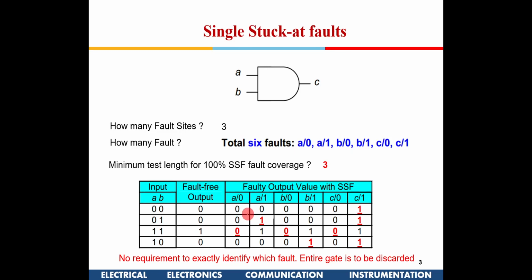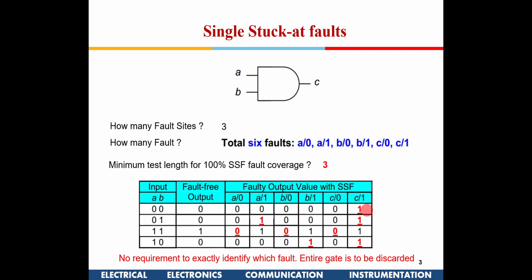Now if A is stuck at 0, this will be 0 for this combination. Where it is marked red, that means there is a variation from the fault-free operation, and hence the 1, 1 test vector will tell me whether A stuck at 0 can be detected. If A is stuck at 0, the test vector to be given is 1, 1. So this red indicates that. Similarly, if A is stuck at 1, even if I give 0, 1, since A is stuck at 1, I will get 1. So this red indicates it is different from the fault-free output. Only then can we detect the faults, right?